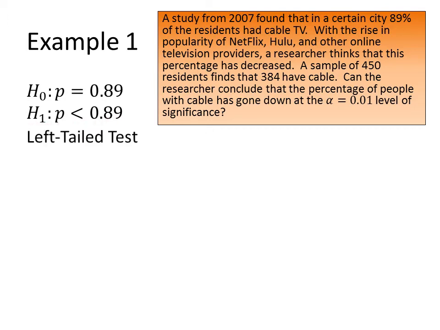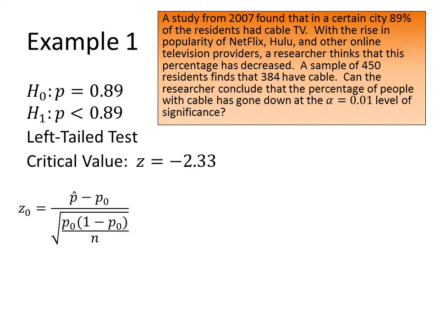In this case, it's a left-tailed test because we're trying to prove that the percentage has gone down. And looking at the alpha equals 0.01 level of significance, we find that our critical value is negative 2.33. Basically, this means that in our test statistic, if we get a number that's less than negative 2.33, then we'll reject the null hypothesis and accept the alternative. However, if we get a number that's greater than negative 2.33, then our results are inconclusive.